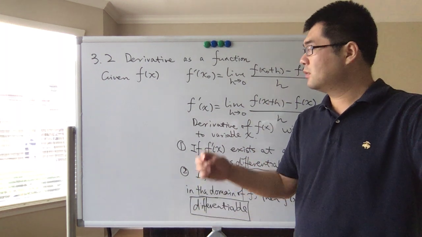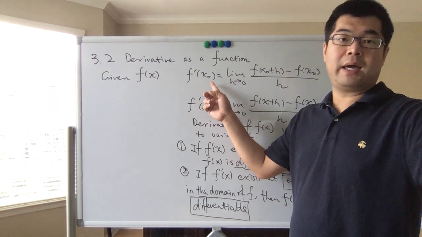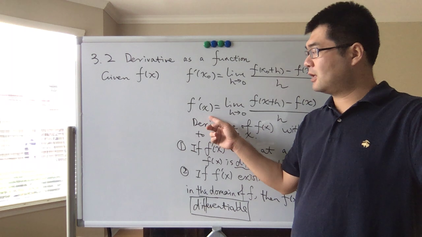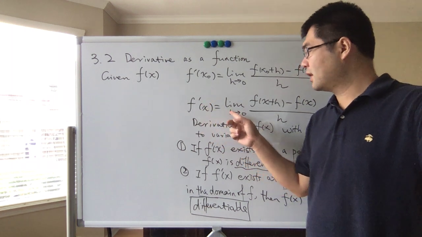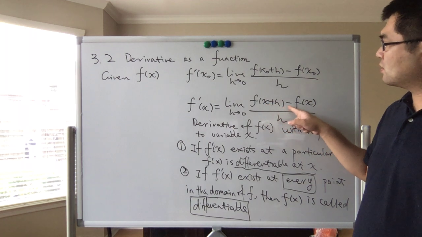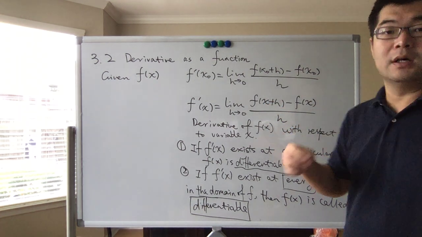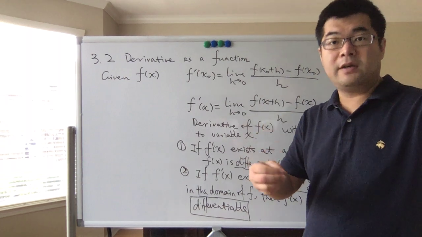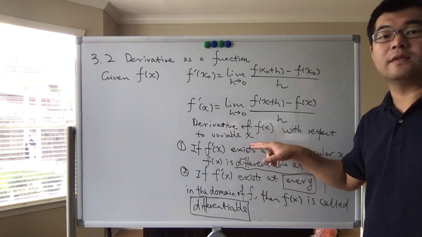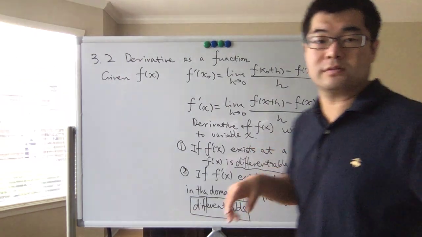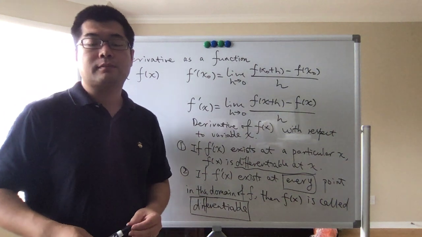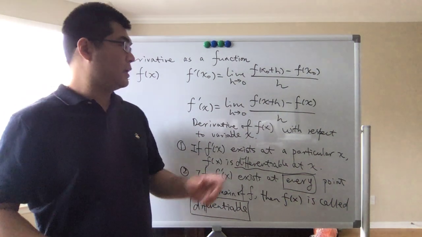But now, if I replace my x0 with the variable x, then f prime of x is the limit as h approaches 0 of f of x plus h minus f of x over h. This is the derivative of the function f of x with respect to the variable x. Okay, with respect to the variable x.